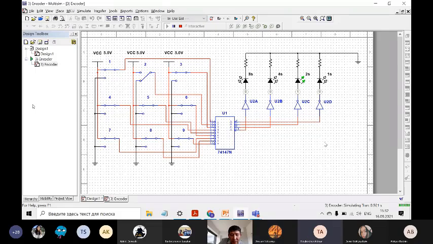But why is it activated low? What? It's activated like low.